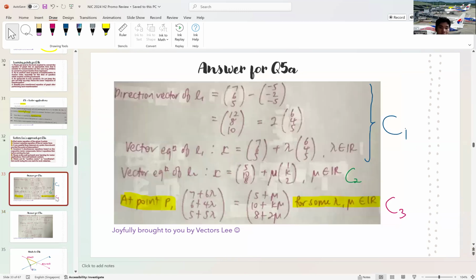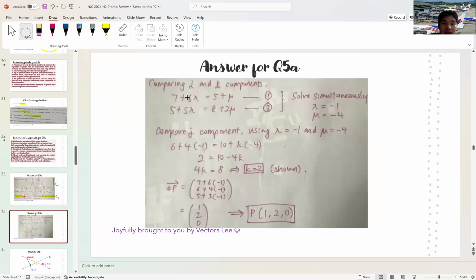But before that, you might ask me, how do you decide very wisely in the exams which components to solve first? If you take a look at this case, if you compare the first and third simultaneous equations, that means the I and K components, you'll notice that there are only two unknowns to solve. But for the second component, the J component over here, there are three unknowns to solve. So this component you should be solving last, only after you have found the values of lambda and mu for which this equation is satisfied.